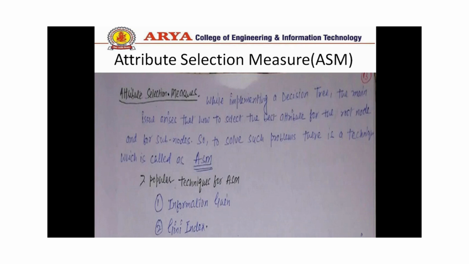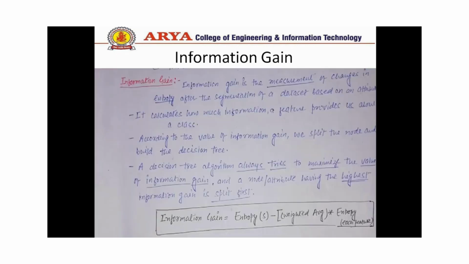Now the attribute selection measures. This is the first step that is used to design a decision tree. While implementing a decision tree, the main issue that arises is how to select the best attribute for the root node and subnodes. So there are two types of techniques.